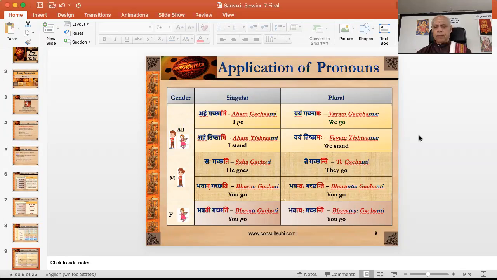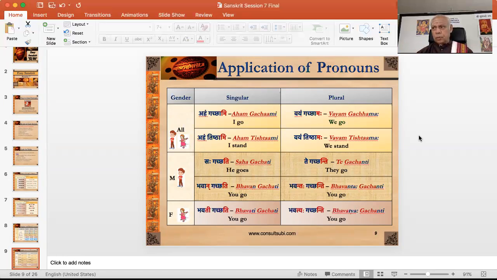Aham gacchami. You see, the mi is usually used in the first person. Aham vadami. Aham sochami. Aham khadami. You know, this mi is referring to aham, the first person. Aham gacchami. Aham tishtami. I stand. When it comes to plural, vayam gacchamaha. Vayam tishtamaha. Plural.